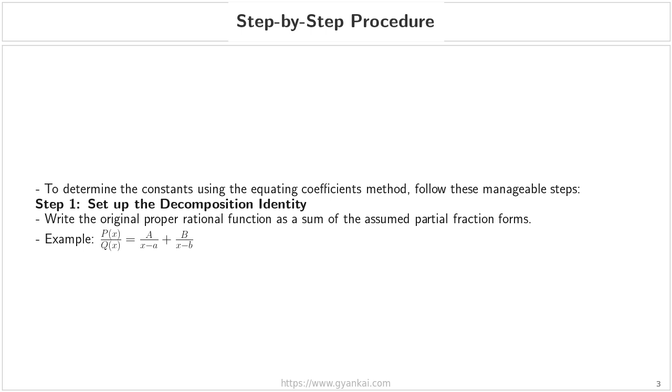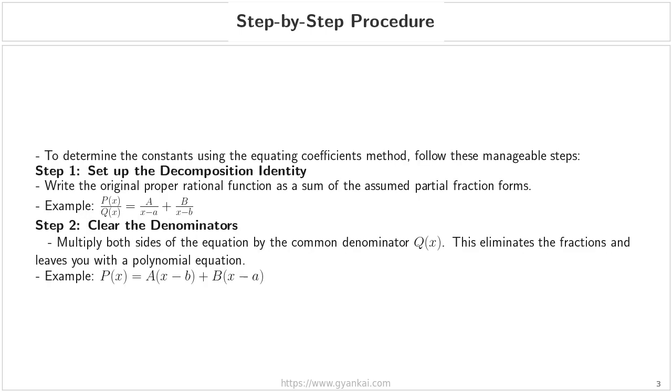So, if you start with a proper rational function, which we'll represent as P of x divided by Q of x, you write it equal to the sum of your partial fractions. As shown in the example, if you have two linear factors in the denominator, it might look like A divided by x minus a plus B divided by x minus b. Just make sure this matches the form you determined earlier.